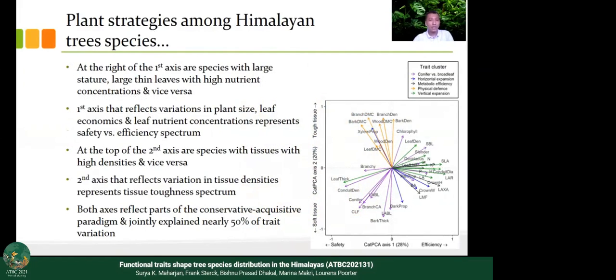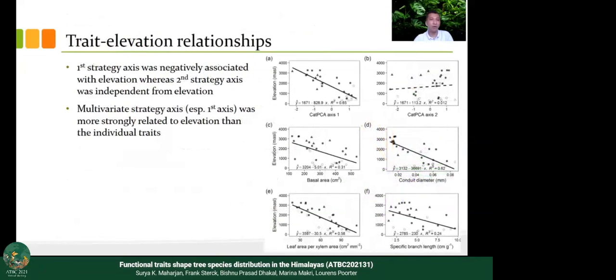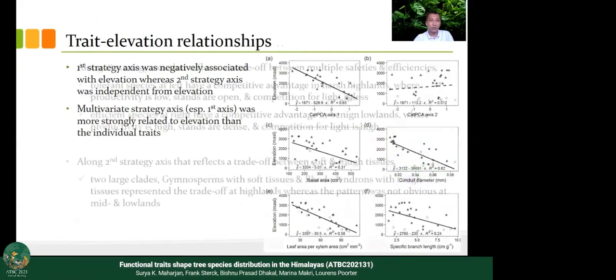At the top of the second axis are species with tissues with high densities and vice versa. Second axis that reflects variation in tissue densities represents tissue toughness spectrum. Both axes reflect part of conservative-acquisitive paradigm and jointly explain nearly 50% of trait variation. First strategy axis was negatively associated with elevation, whereas second strategy axis was independent from elevation. Multivariate strategy axis, especially first one, was more strongly related to elevation than the individual traits.